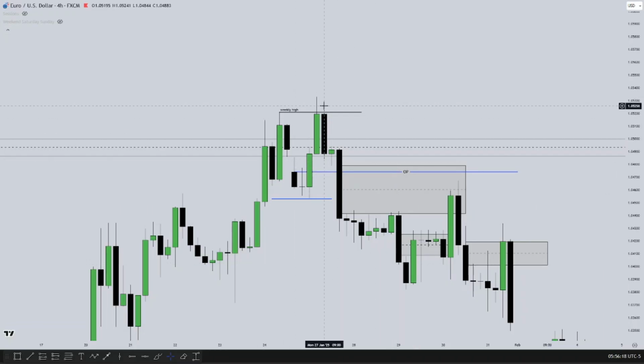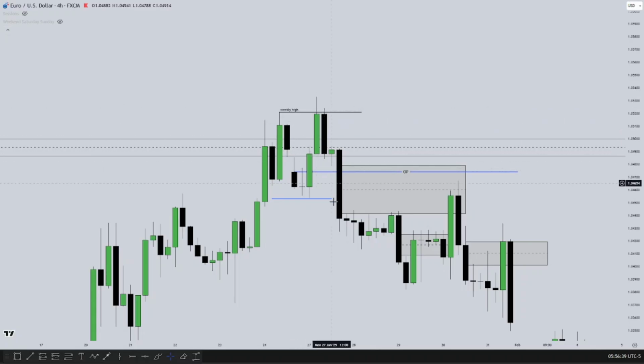There's a chance of you catching the shift in market structure after you run the previous week high, but as an early stage trader, I wouldn't advise you to do that. It's possible, but you need to factor in some ideas before trying to catch the swing high.